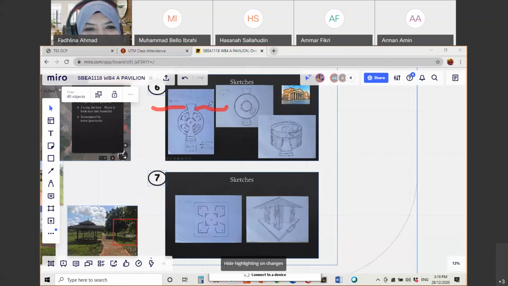Where is the lake? The location of the lake. Why don't we put it here so that part of the pavilion can be on top of the lake? Actually it will be like that, but I don't know. Alright, I just put my comment.